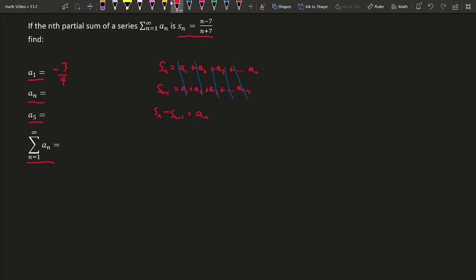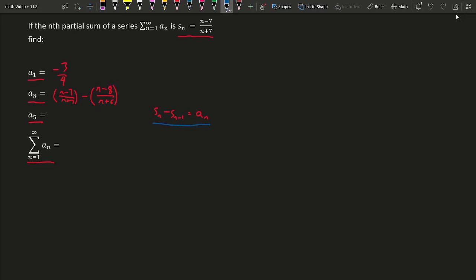Now, let's plug in values for s of n and s of n minus 1. We get n minus 7 over n plus 7. To find s of n minus 1, just plug in n minus 1 for n. We get n minus 1 minus 7 over n minus 1 plus 7, which simplifies to n minus 8 over n plus 6, making this our final answer. So what we did in this last step is we derived a formula for a sub n for any value of n. The derivation of this formula, s of n minus s of n minus 1 is equal to a sub n, is definitely worth remembering because it allows you to solve for any a sub n value given a formula for the partial sum.